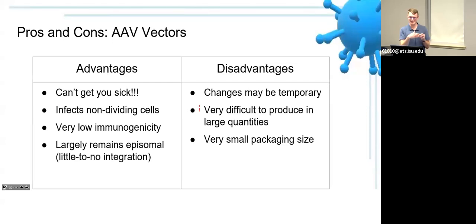But the downside is, since we got rid of those non-replication genes, it's kind of random where it goes. So we kind of lost that upside too. So the changes may be temporary, depending on if it embeds in your genome or not. But the nice thing is these things can last in your cells for months. So it's long-term effects, which is good. Downside is it takes like 60 shots to get one of these. So that's no fun. All in one day, apparently, too. You sit there and get them in the leg. That's no fun. They're very difficult to produce in large quantities, and they have a very small packaging size, which makes them difficult to work with.